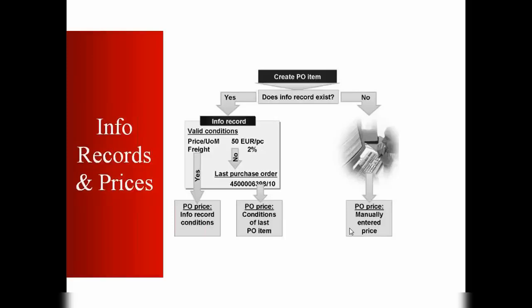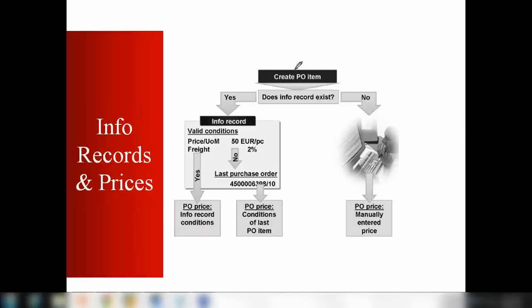So that's info record. Now, let's see how the purchase order will read a record. Okay, where the purchase order will look for a price record. So whenever you create a purchase order item, system will check whether an info record exists or not. If it exists, yes, that's good. So what system will do is, system will read that info record number and condition, and give the price to the purchase order like we just did.